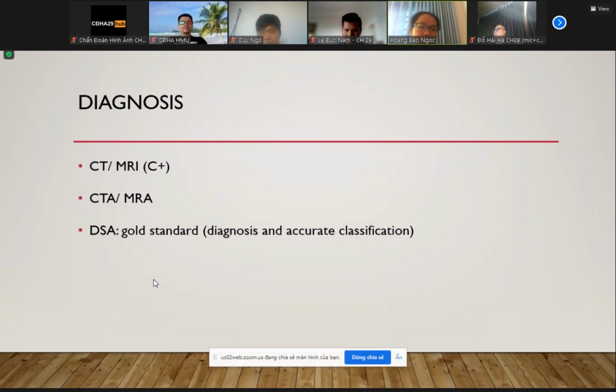And for diagnosis, the protocol is that the patient has a CT or MRI without and then with contrast, and then if there is suspicion for a dural fistula, they will have angiography, CTA and MRA first, and then DSA. DSA is considered the gold standard in both diagnosis and accurate classification of dural fistula.